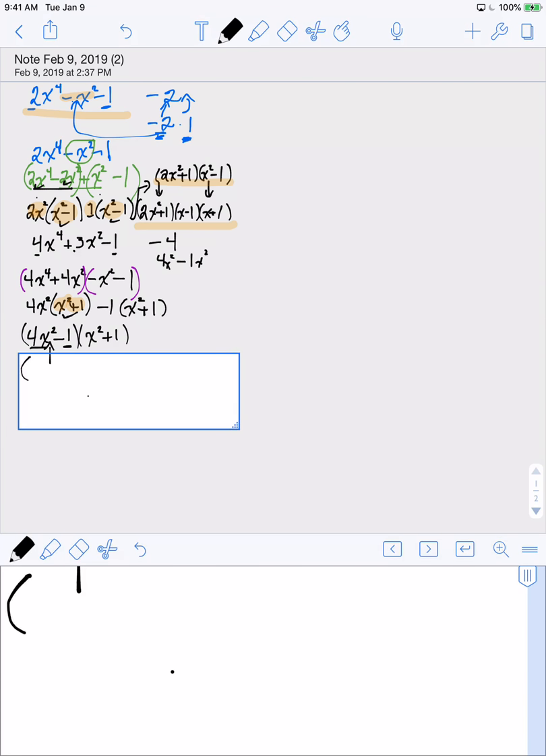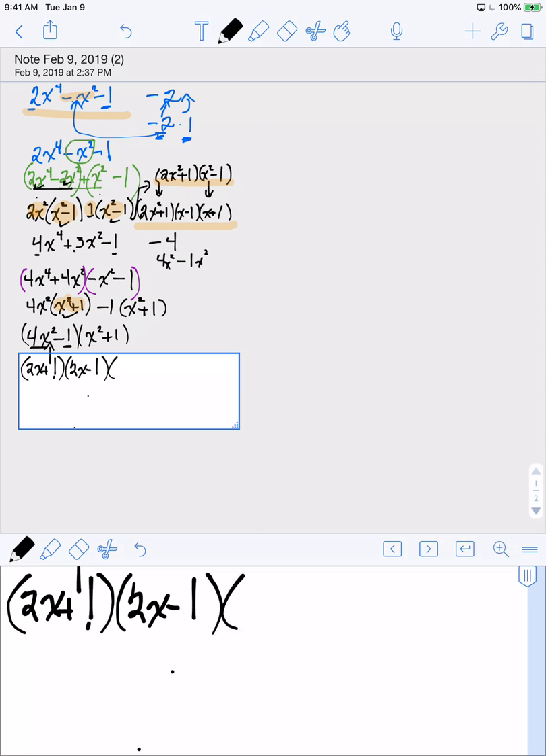So the final answer is, let's see, the square root of 4x squared is 2x. 1 goes here and 1 goes here. The square root of 1 is 1. So 1 goes here and 1 goes here. 1 has a plus and 1 has a minus. And then the x squared plus 1, that is not factorable. And you're done. I hope this helps. Good luck. Bye-bye.